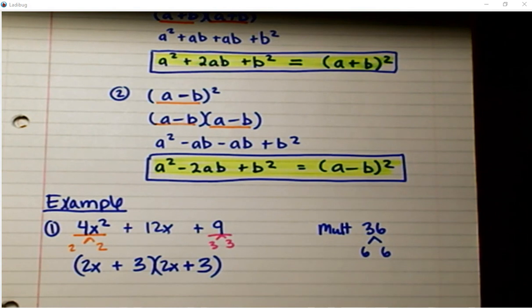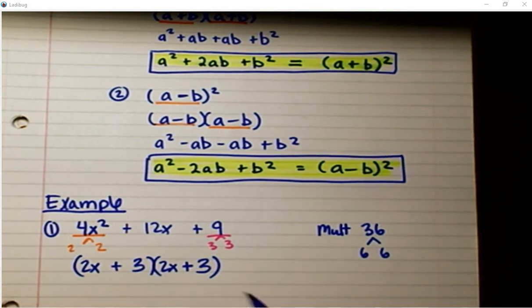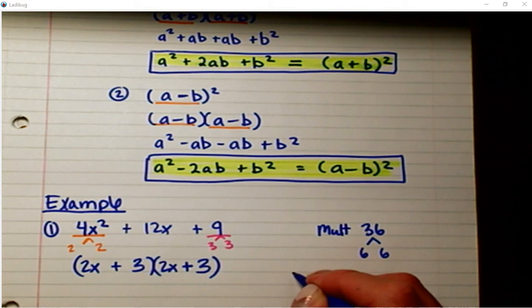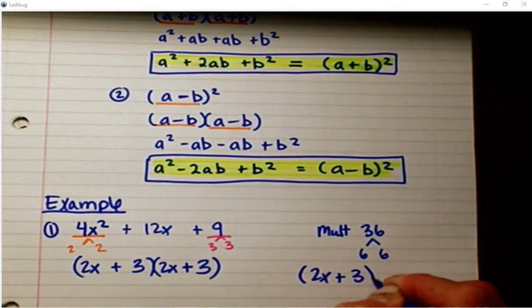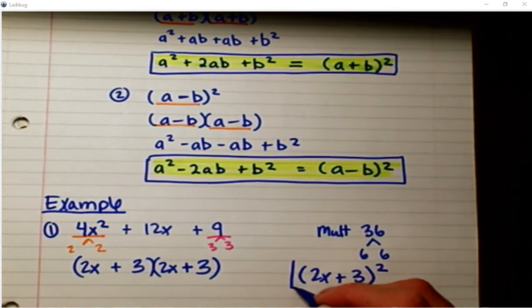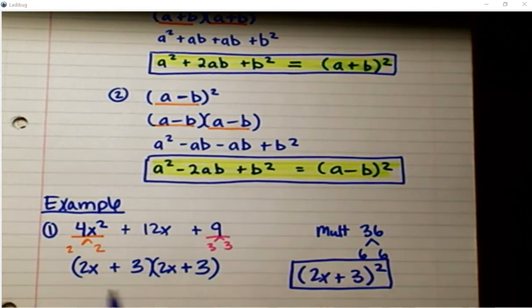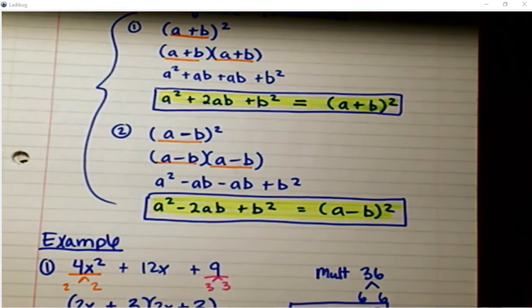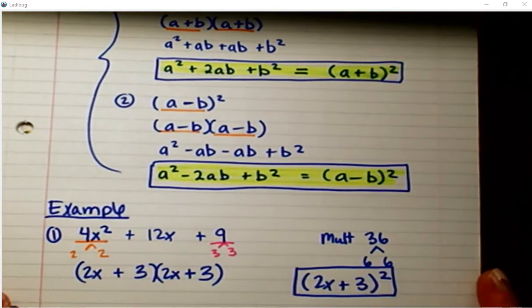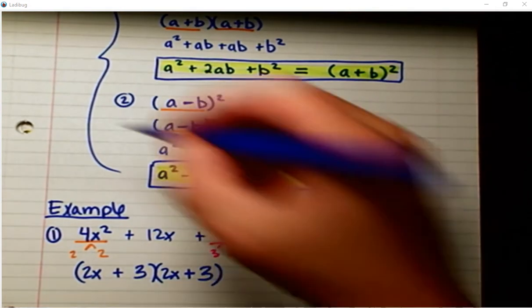That means that this was a perfect square trinomial. And so we're going to write the answer 2x plus 3 squared. Because it's the same factor twice. So what do you have to take away from a perfect square trinomial? Same factor twice. That's all it is.